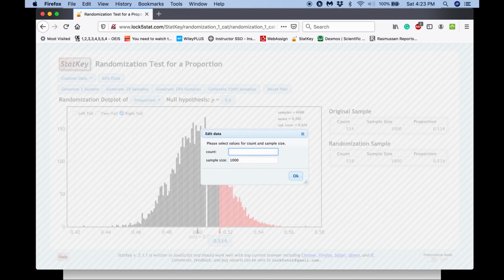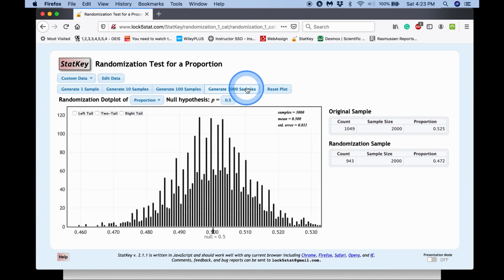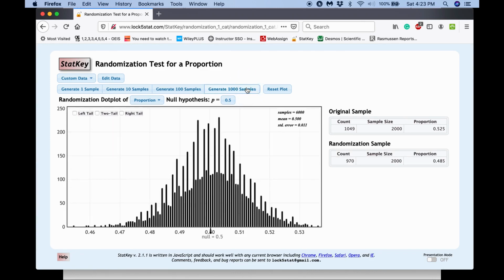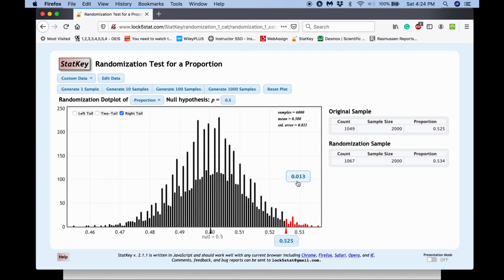Let's look at the last case where we had 1,049 out of 2,000 that preferred Big Fizz. Okay, now we're going to generate several thousand samples. In this case, our observed value was 0.525. Again, not that different from what we saw before. But now we can see that our p-value is 1.3%. Okay? So by working with larger sample sizes, each time what we're seeing is that the p-value is going down.